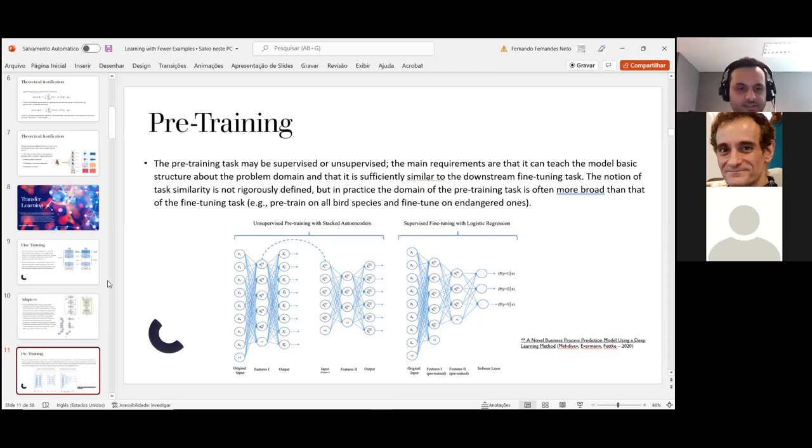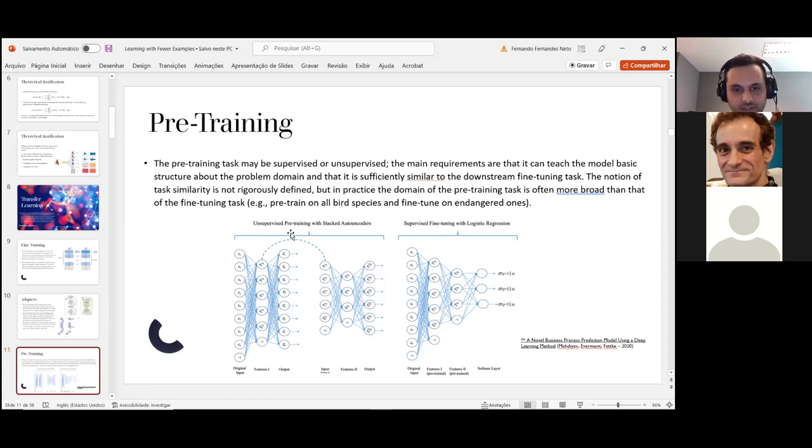So coming back to the example that the author gave us in the beginning of this subtopic within the chapter, in this case, pre-training on all bird species, which is more broad, and then fine-tune on the endangered species, right? And basically, as we can see, this graphic I have taken from a novel business process prediction model paper using a deep learning approach. Not all the graphics I have extracted from the book, right? All the graphics here have their own reference, okay? But the majority of the graphics I have extracted from the book.